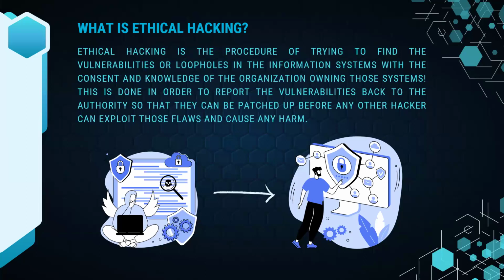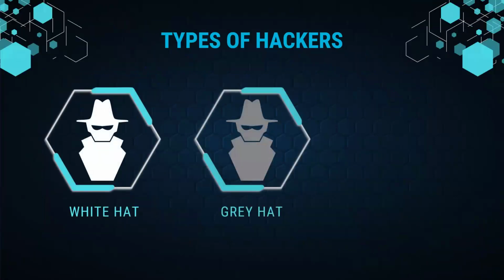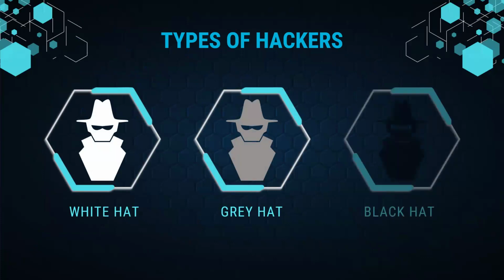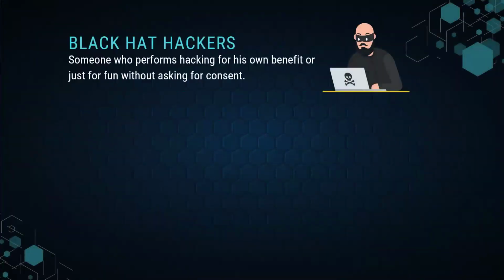Right. Now, depending on those definitions of hacking and ethical hacking, guys, we have the categories of hackers. There are three broad categories: a white hat hacker, a gray hat hacker, and a black hat hacker. Taking the black hat hacker first, this is someone who performs hacking for his own benefit or just for fun without asking for consent. They are commonly also known as cyber criminals.